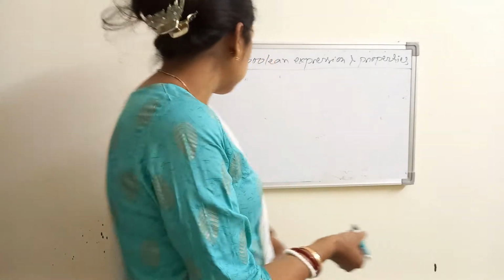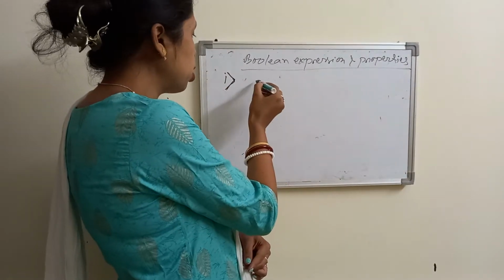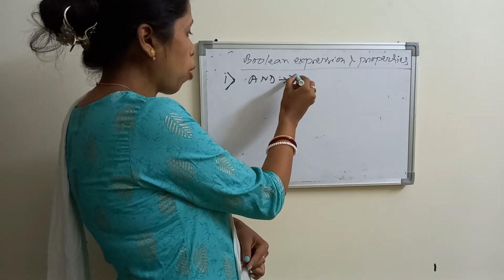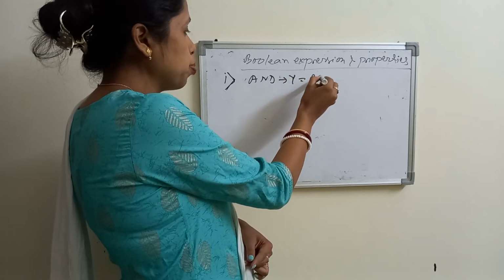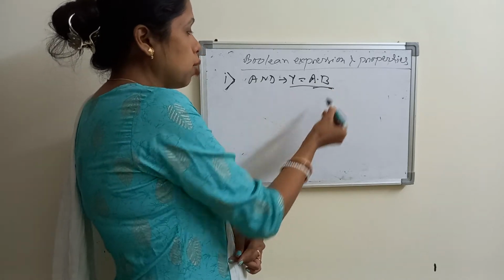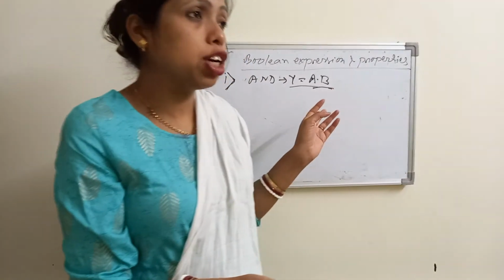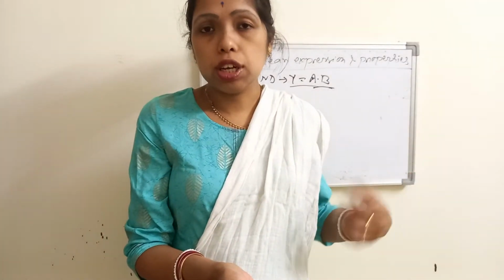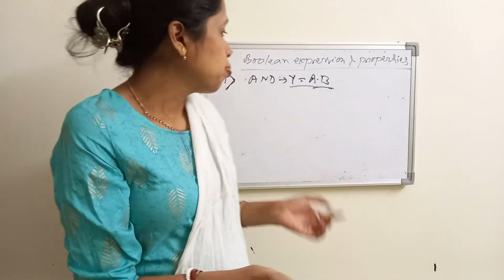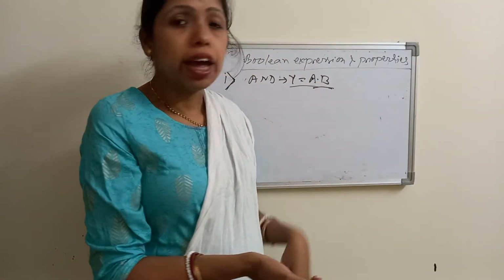So, Boolean expression: suppose for an AND gate, Y is the output and A and B are the inputs, right? So this is called a Boolean expression. Whatever expression you are representing in digital electronics is called a Boolean expression. A Boolean expression consists of two kinds of variables: one is 0, another is 1. That's why it is a Boolean expression.